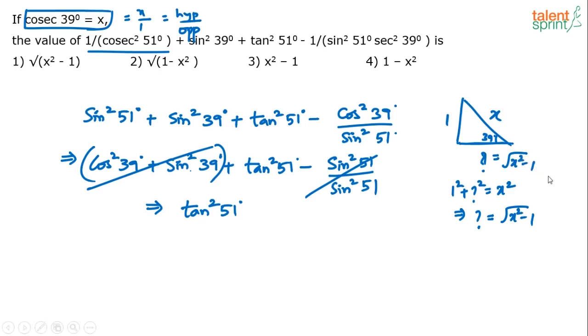So now we know all three sides of the right angle triangle: 1, x, root over x square minus 1. What is he asking us to find out? Tan square 51. Tan square 51 can be taken as, see, this is 39 degrees, understand? Cosecant 39 is given, but what we have here is 51. So convert this 51 to 39. Tan square 51 will become cot square 39, right?